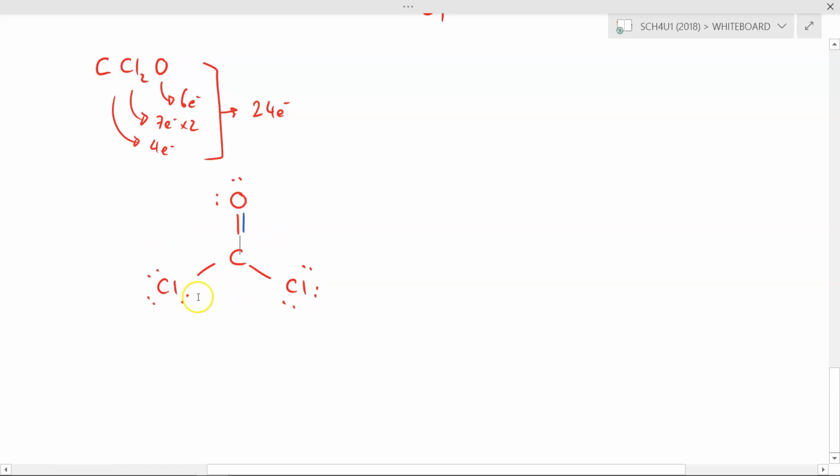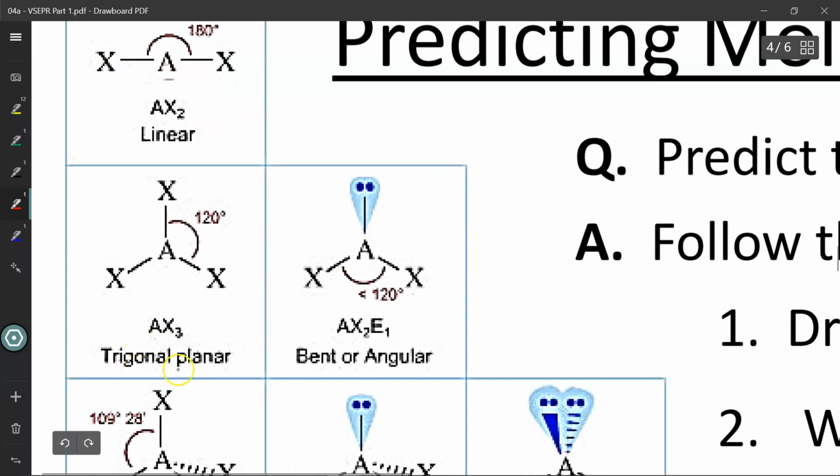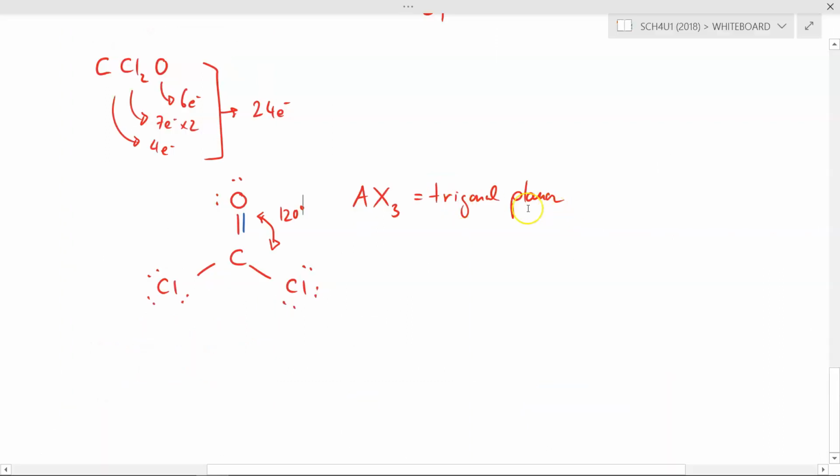The AXE formula for this chemical compound is A for the central atom C, X3 because there are 3 ligands, oxygen and the 2 chlorines, and no lone pair, so it's just AX3. Looking at my sheet, AX3 is a trigonal planar shape with a 120-degree angle between each of these atoms. Because all 3 bonds lie in the same plane, hence the name planar, there's no need for you to draw the bonds popping out of the page or into the page.